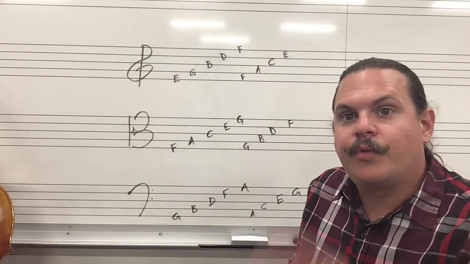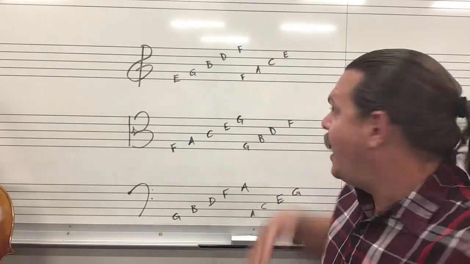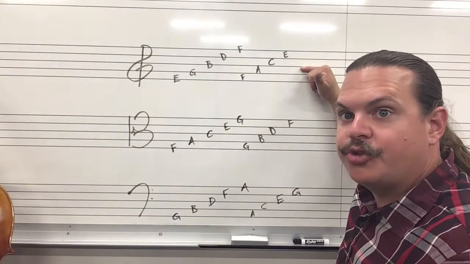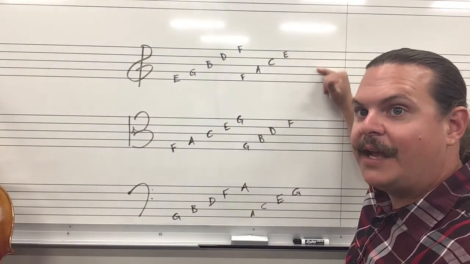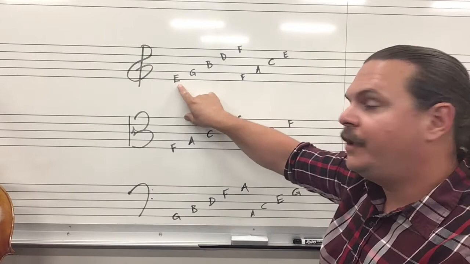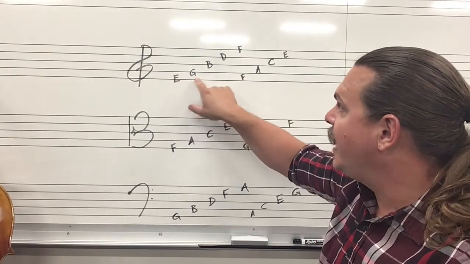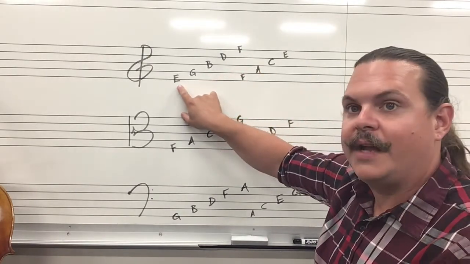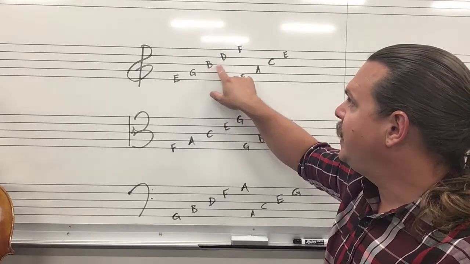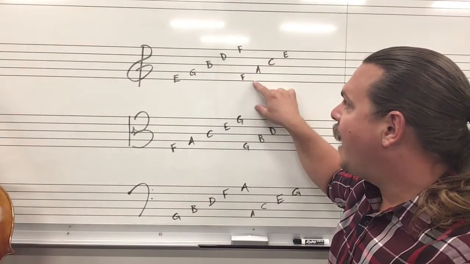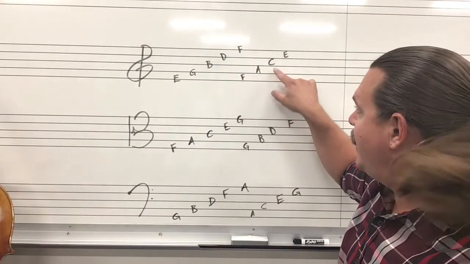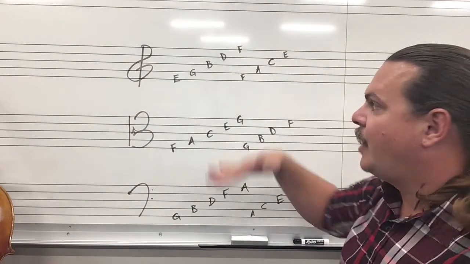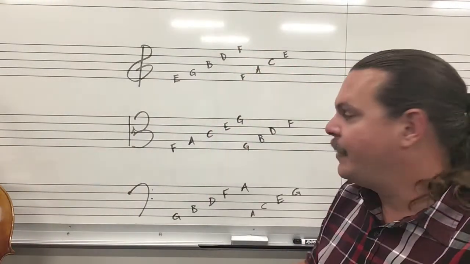In orchestra, we read three types of clefs. The high voices read the treble clef. This is the violins read the treble clef. And you can see that the names of the 5 lines are E, G, B, D, and F. And the spaces are F, A, C, E. We always start on the bottom and go up, okay?